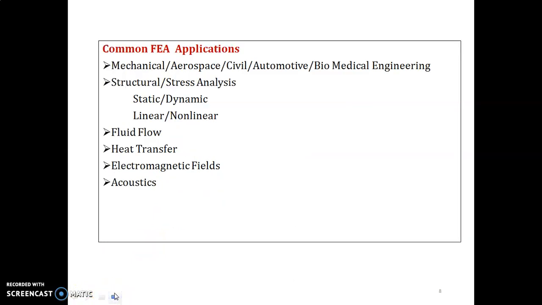Next, some common applications of FEM. FEM can be applied to mechanical, aerospace, civil, automotive, and biomedical engineering. Structural or stress analysis can be determined with the help of FEM, whether static, dynamic, linear, or non-linear. Any variety of problems can be solved with the help of FEM. FEM can also be applied to fluid flow problems, heat transfer problems, electromagnetic fields, and acoustics. So in these areas, FEM is covered.